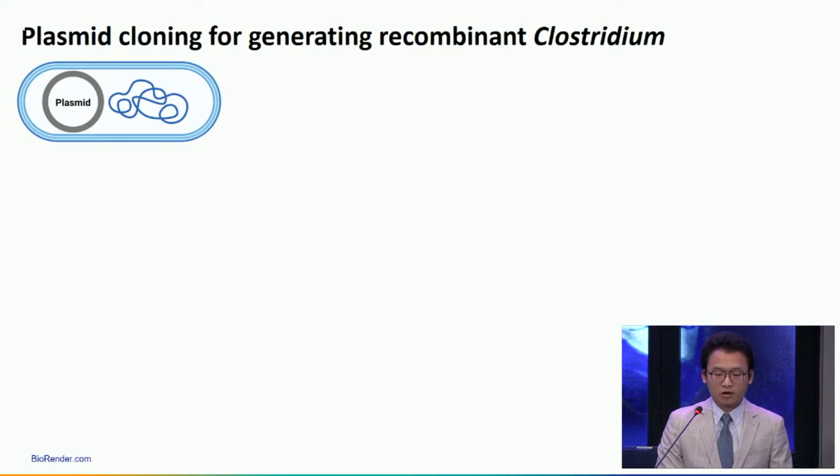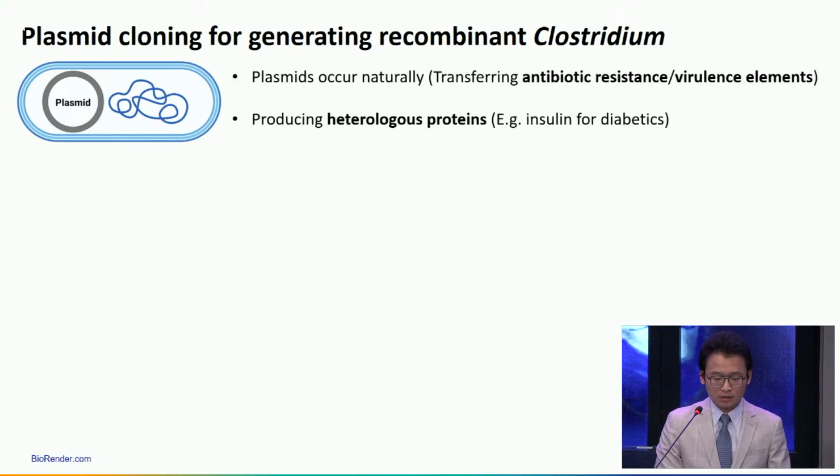To generate a recombinant Clostridium, plasmid is a common DNA vector used widely for drug production. They occur naturally in various bacteria, with concerns of transferring antibiotic-resistance or virulence elements. Besides, scientists have used plasmids to produce human proteins, like insulin for diabetics. In this thesis, we exploit plasmids to achieve drug production in recombinant Clostridium.